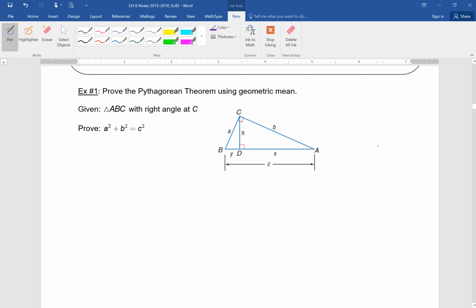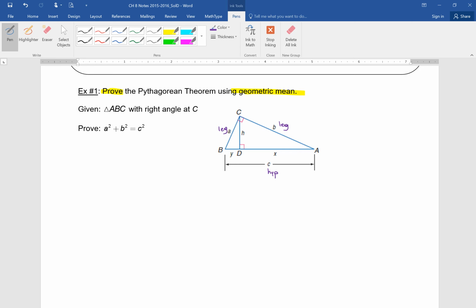Let's prove the Pythagorean theorem using geometric mean, and we're not gonna do a formal two-column proof, okay? We're gonna do an informal one. So this is where the geometric mean really helps. Okay, so this is a leg, and this is a leg, and this is the hypotenuse. And what's our favorite theorem now? It's the whole over the leg, right?